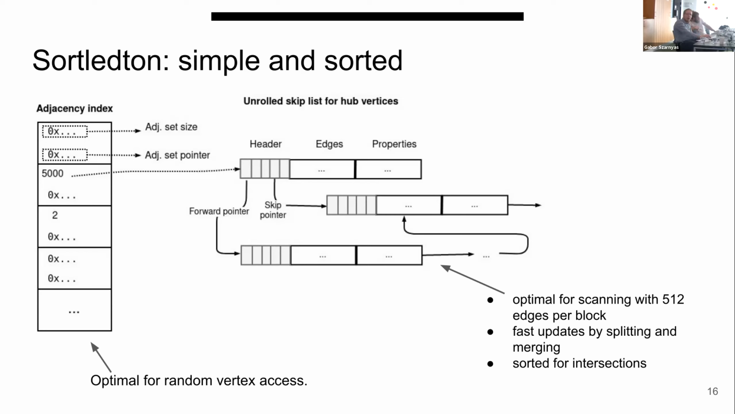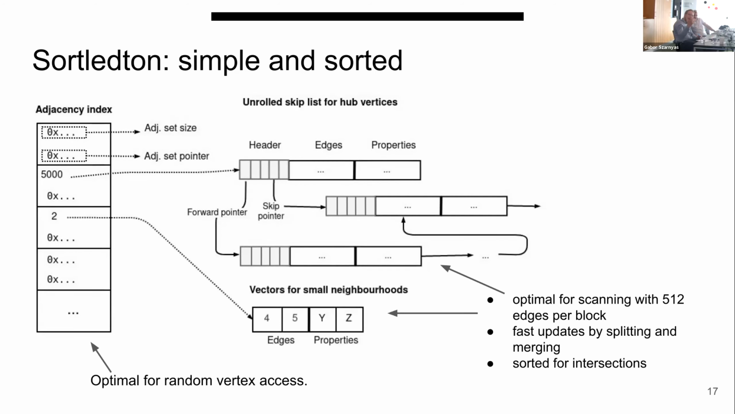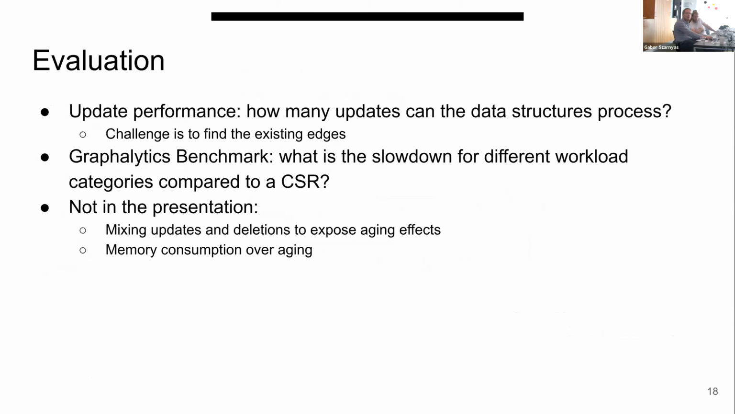And the third one is we are sorted, so we can run intersections fast. There's one thing one needs to do now. And this is, again, an advantage of the adjacency list-like design. We can choose a different structure for small neighborhoods. So for small neighborhoods, for example, of 2 edges, we can simply choose a vector. Again, we are supporting all 3 of these operations. And with that, I already come to the evaluation of the work.